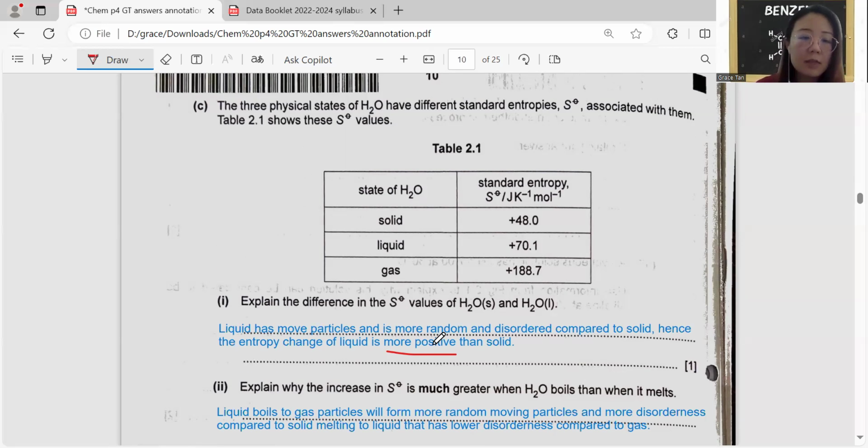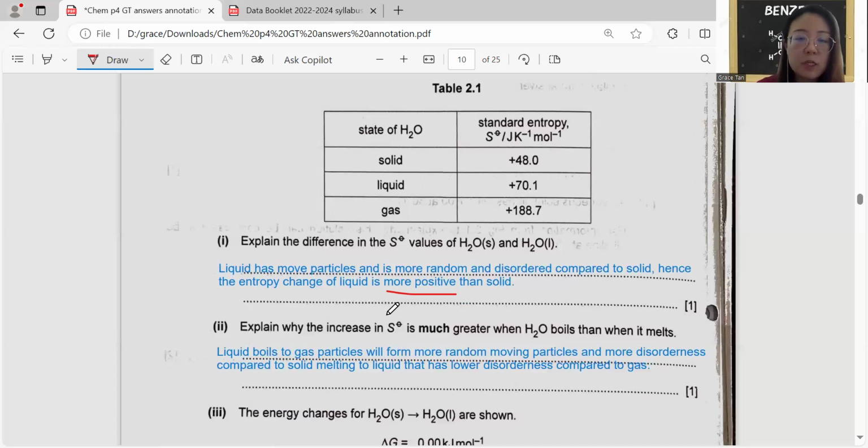Okay. Explain why the increase in the entropy change is much greater when H2O boils than when it melts. So liquid boils to gas will form more random moving particles because gas will move more randomly as compared to liquid. And gas is more disordered. So I say that it is forming more random moving particles and more disorderedness compared to solid when it melts to liquid. So liquid will have a lower disorderedness. So that's the reason why the change in boiling is greater than the change in melting. Both will have a positive change. It's just that boiling will have a greater change. Okay.